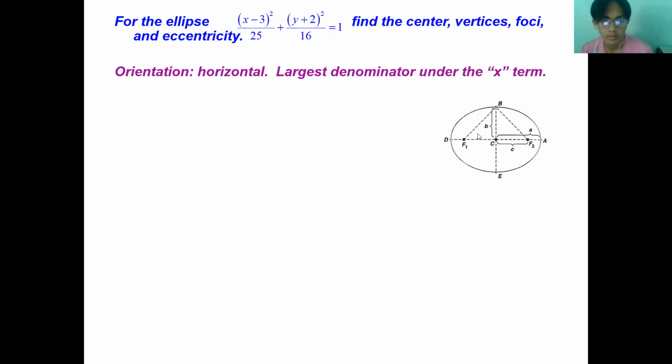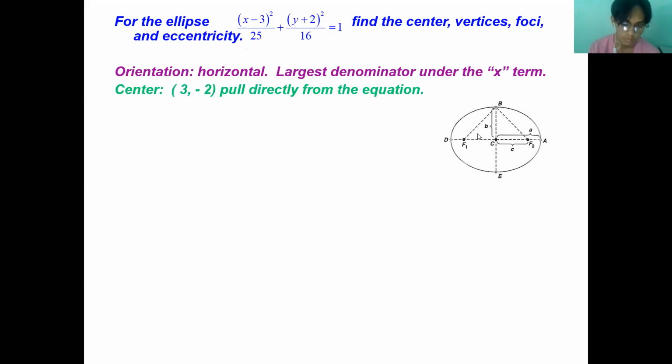The center in this problem is at, the formula is x minus h, y minus k. So therefore, the center here goes with positive 3 and negative 2. Get it? So you graph that in the Cartesian plane, probably that is in the fourth quadrant, positive 3 for x, negative 2 for y.